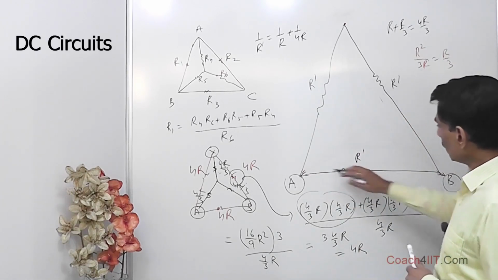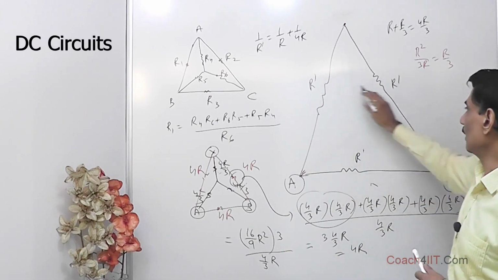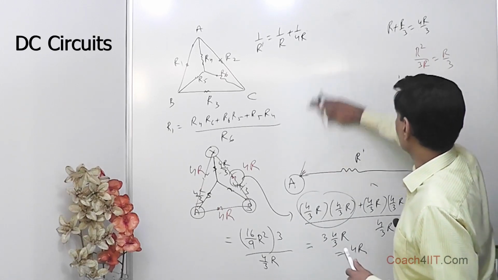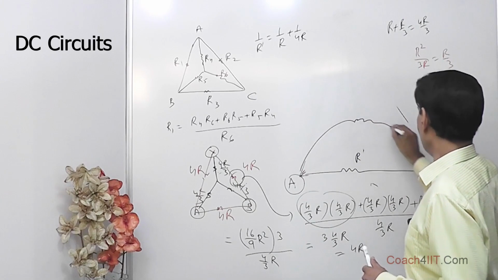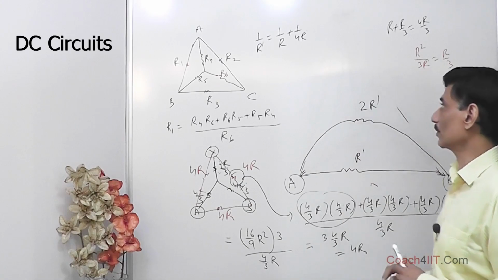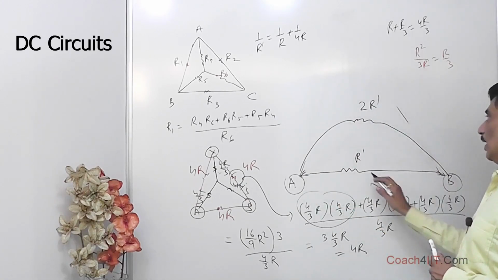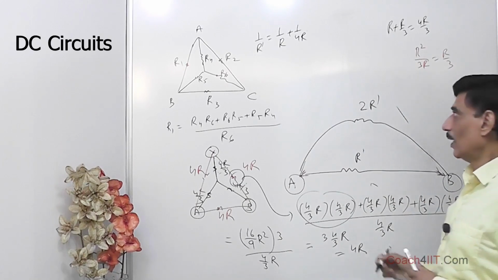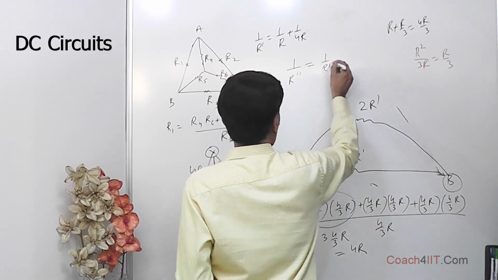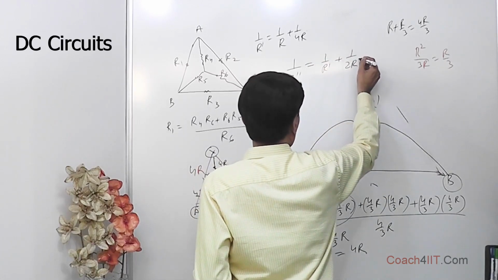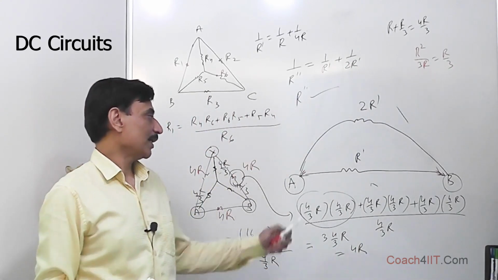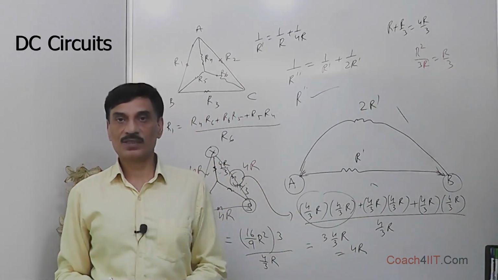Between A and B, we see that this and this, R dash and R dash, are in series. So we can replace them by a single resistance R dash plus R dash, that is 2R dash, where the value of R dash is given by this. Now between A and B, R dash and 2R dash are in parallel, and we can find the equivalent resistance, that is R double dash is equal to 1 by R dash plus 1 by 2R dash. So this way we can find the value of R double dash, the equivalent resistance between A and B, using star delta transformations.